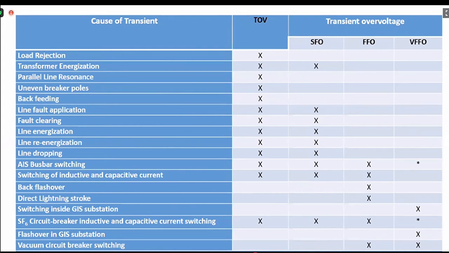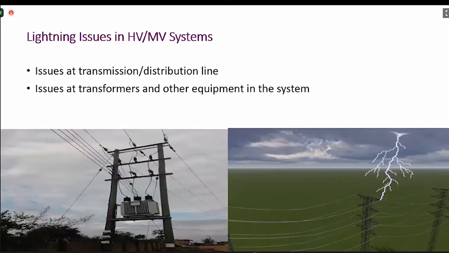And this table will give you the causes of transients, and you can see that it's not one cause. It's not only lightning which is responsible for the transients. There are various power line operations that also give rise to transients. Okay, then lightning issues in HV/MV systems.